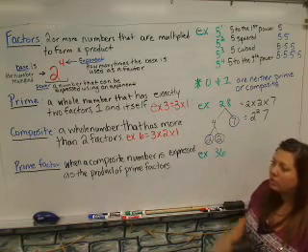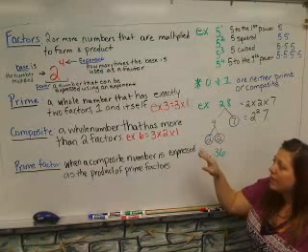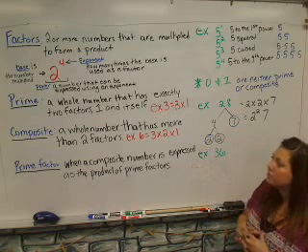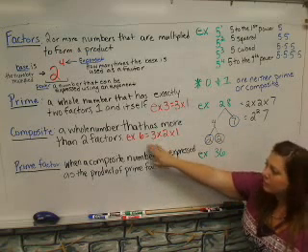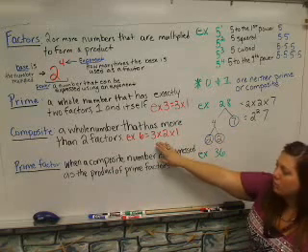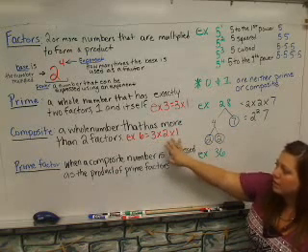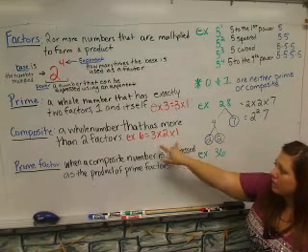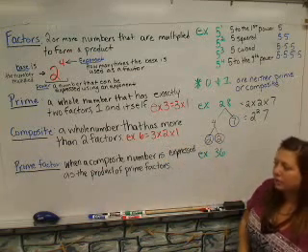Our next vocabulary word is composite. A whole number that has more than two factors. It's composed of multiple numbers, okay? So for example, 6 can be broken up into 3 times 2 times 1. It has more than two factors in it, okay? And so that makes 6 a composite number.